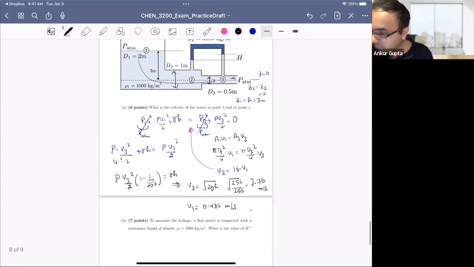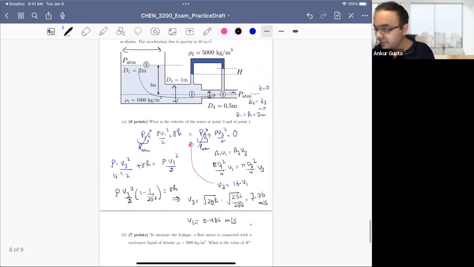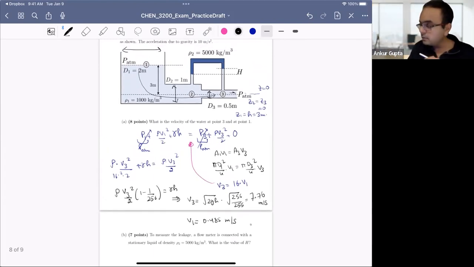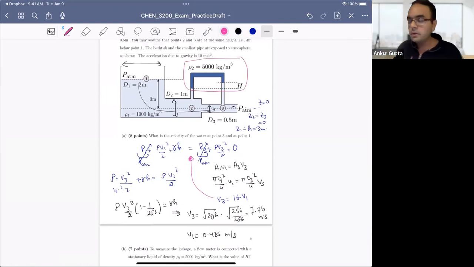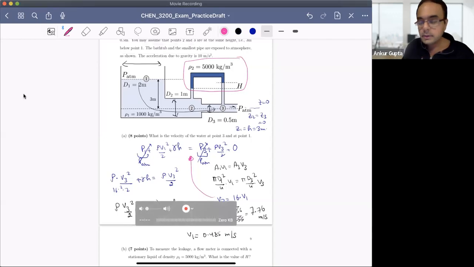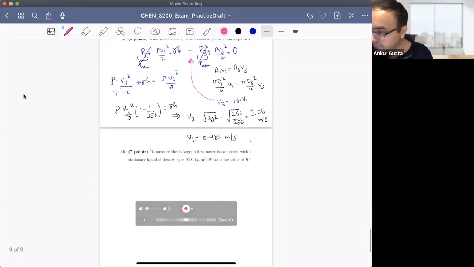And then the second part of the problem is to measure the leakage. A flow meter is connected with a stationary liquid of density rho2. What is the value of H? This is a little bit trickier. So it's asking, what do you think this part, capital H here, is, and how do we find this number? So let's keep going.